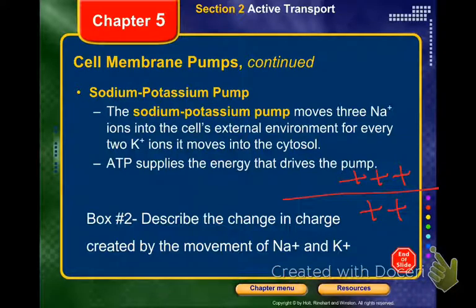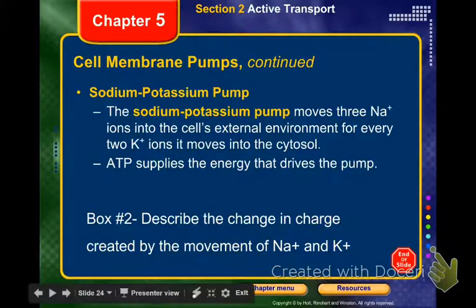So there is an overall positive charge created outside of the cell and an overall more negative charge, or less positive charge, inside the cell. I said nucleus, didn't I? I meant cell. Okay?